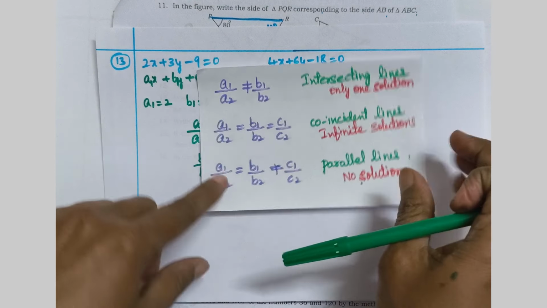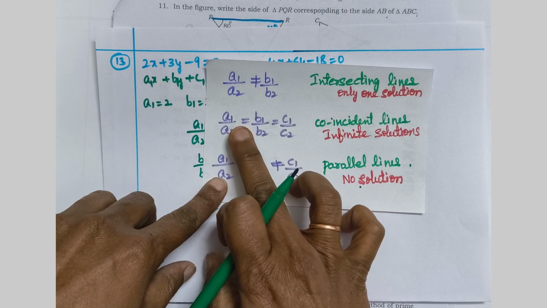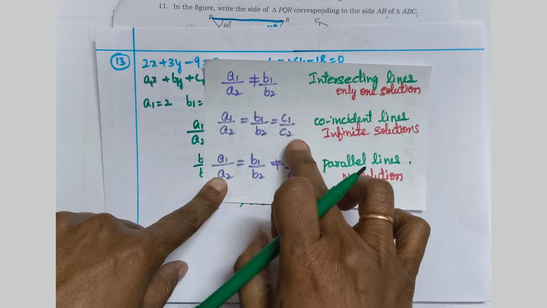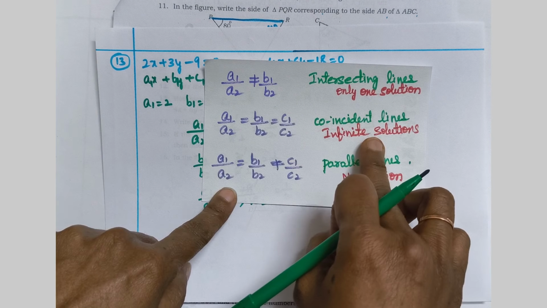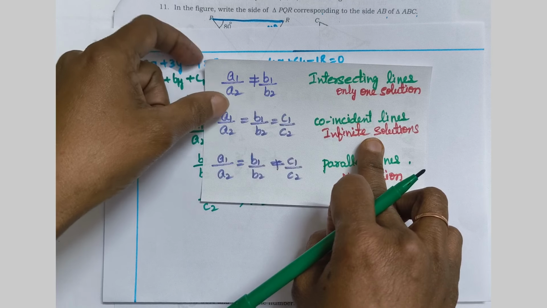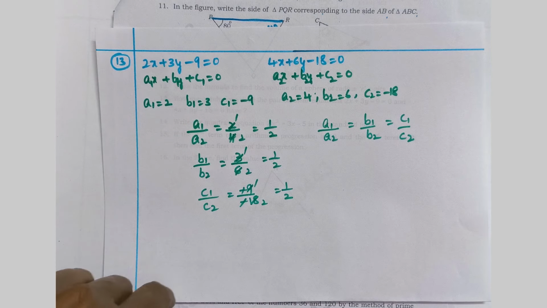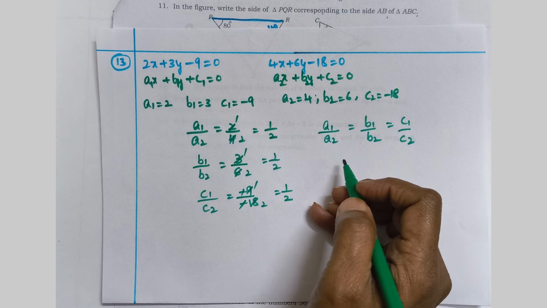All equal means which lines? Coincident lines. Okay. a1 by a2 equal to b1 by b2 equal to c1 by c2 means which lines? Coincident lines. Coincident lines means how many solutions? Infinitely many solutions. This one you write it. Okay. Here which lines? These are coincident lines.